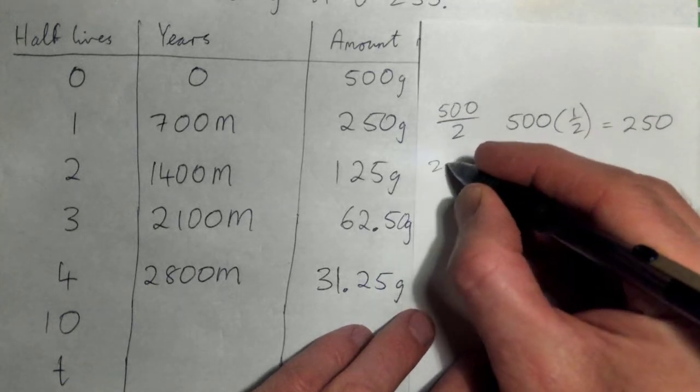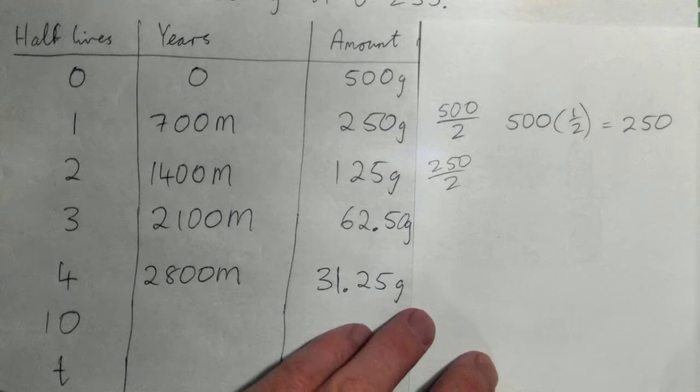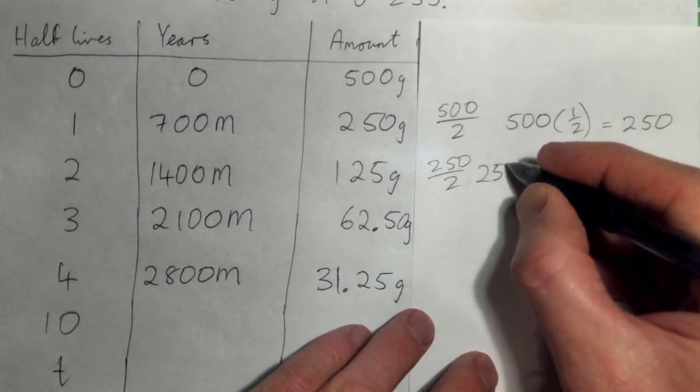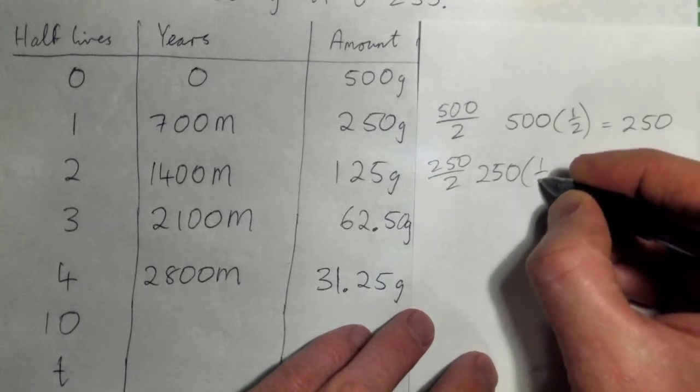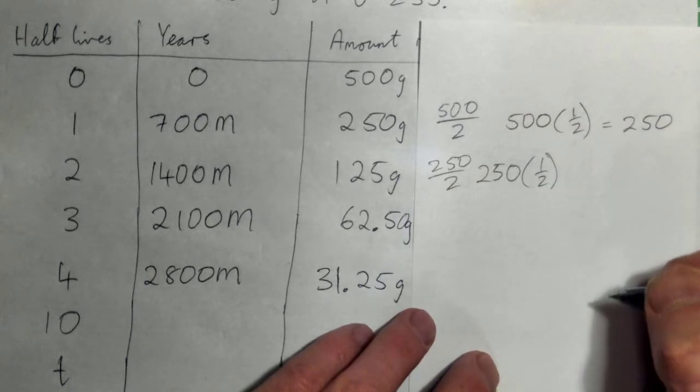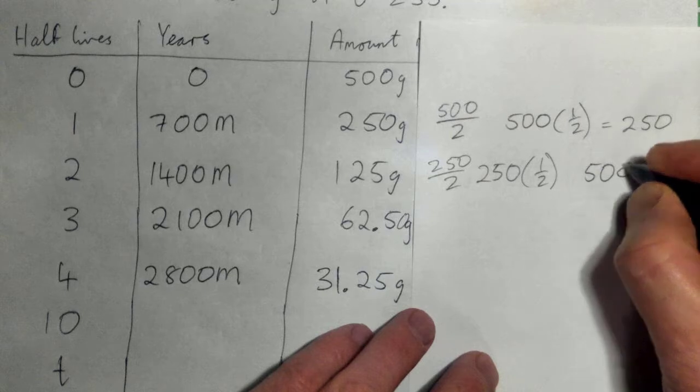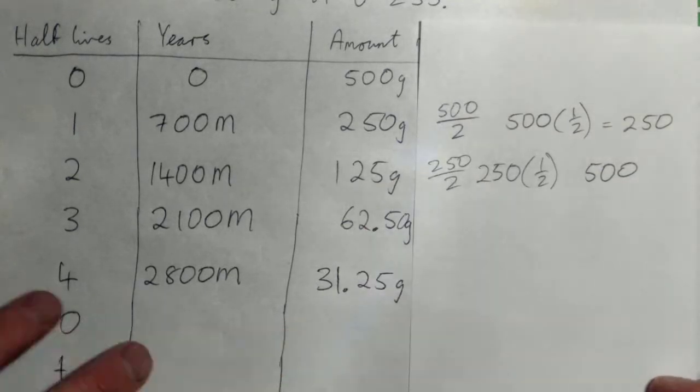Right, how else? You can divide it by 2. How else can we do it? No, you could multiply by half, not divide by half. So if you multiply 250 by half, you get it. If I started with 500, how can I get from 500 to 125?